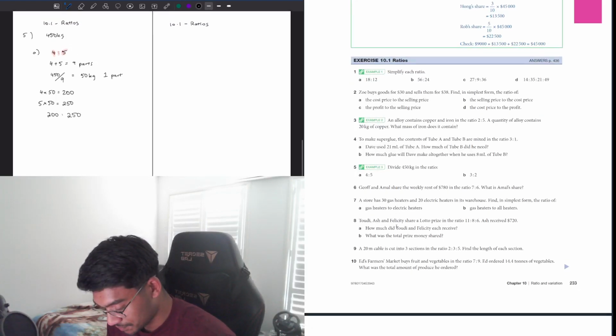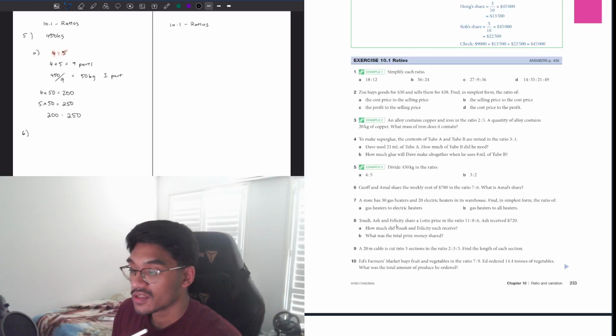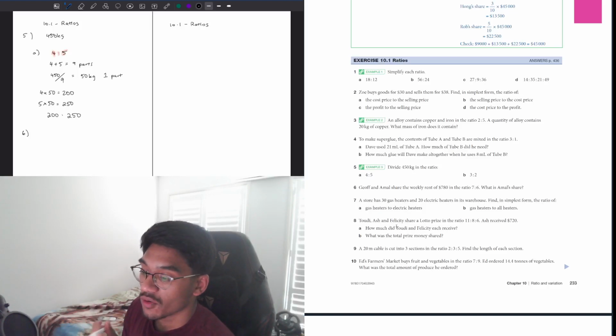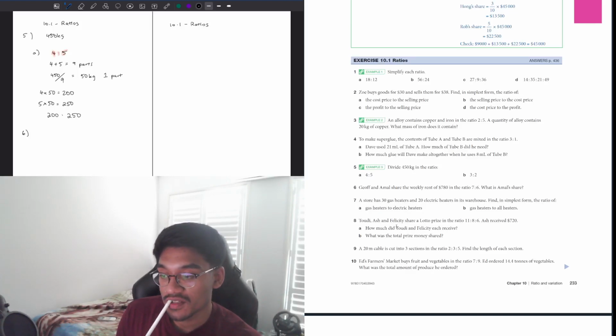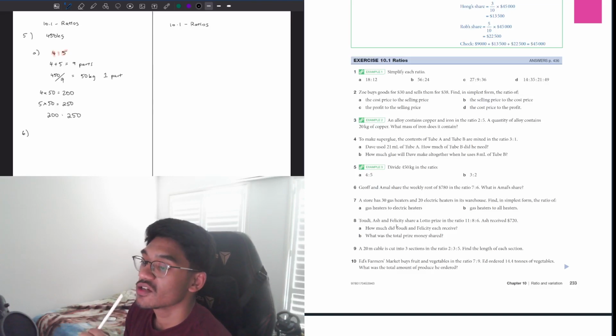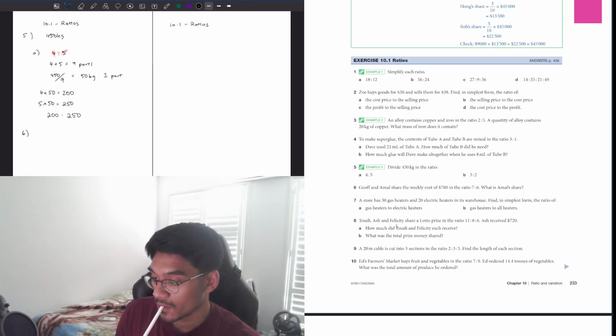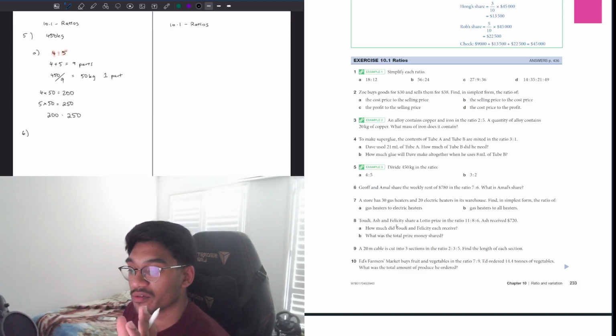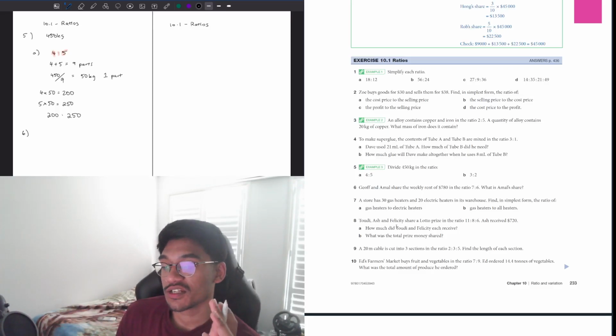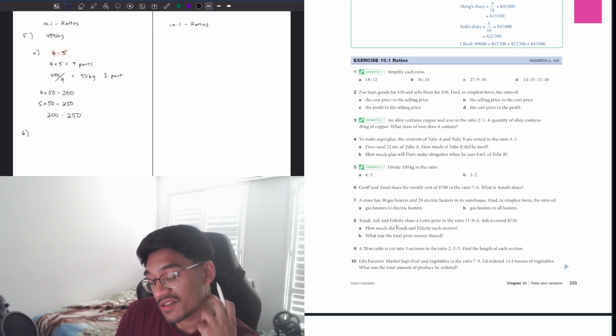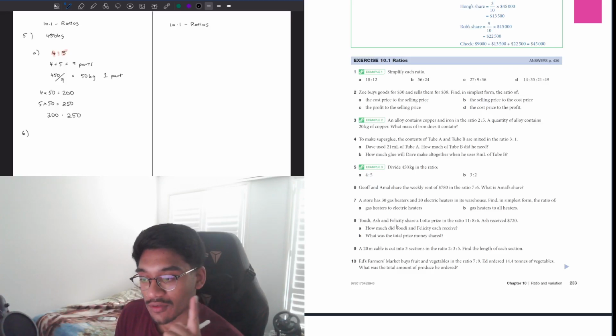Question 6 says Jeff and Amal share the weekly rent of $780 in the ratio of 7 to 6. What is Amal's share? So we know the total of 780, and there's 7 parts that Jeff pays and 6 parts that Amal pays. So again, we've got to work out the value of 1 part.